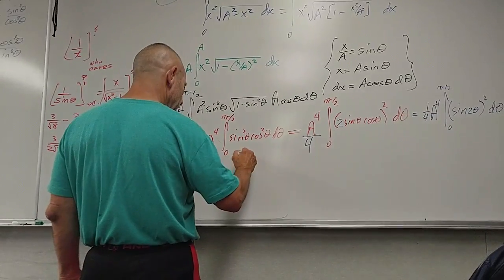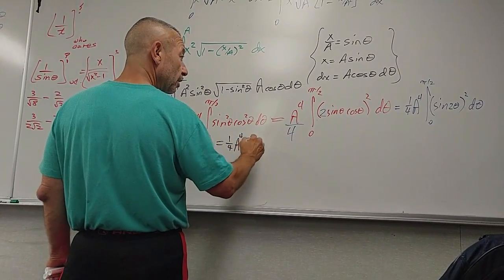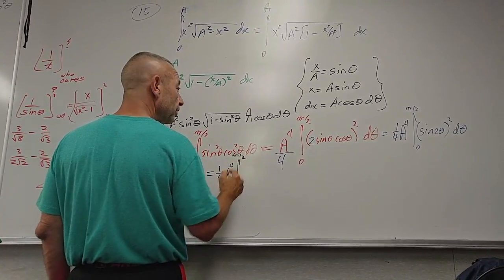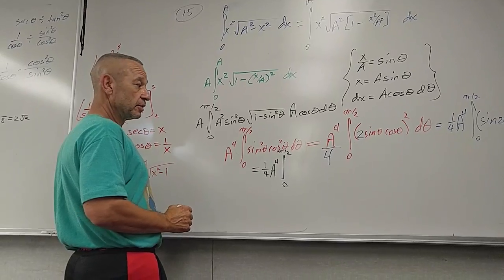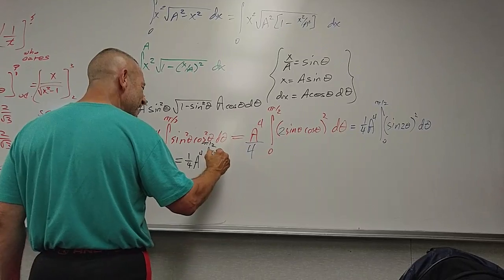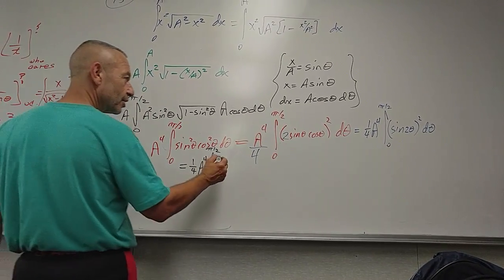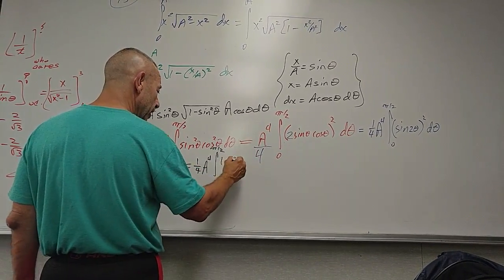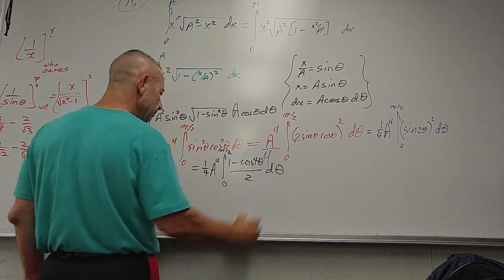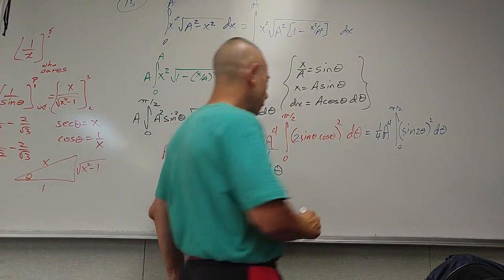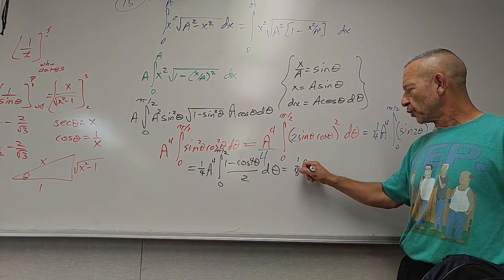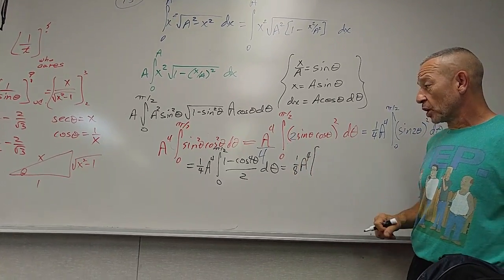So 1/4 a to the 4th. And let's see, integral 0 to pi over 2. Go on. 1 minus cosine. We double the angle, whatever it is, so it's now a 4 theta, and it's over 2 d theta. Is that okay? Mm-hmm. So 1/8 a to the 4th, and now we can integrate.